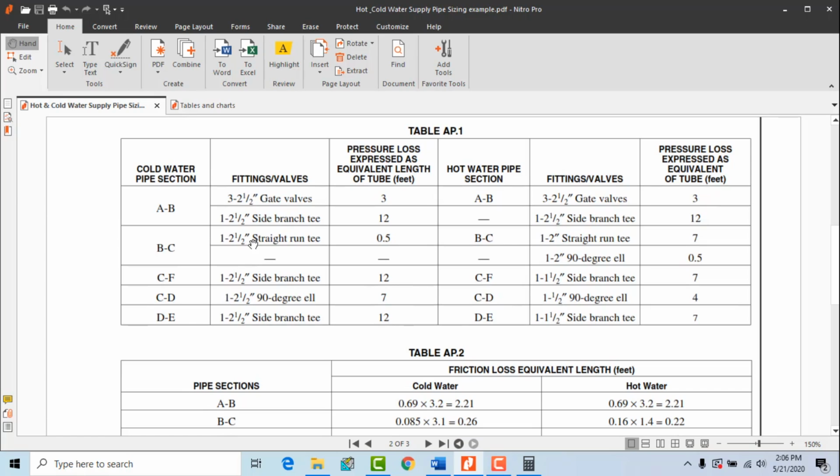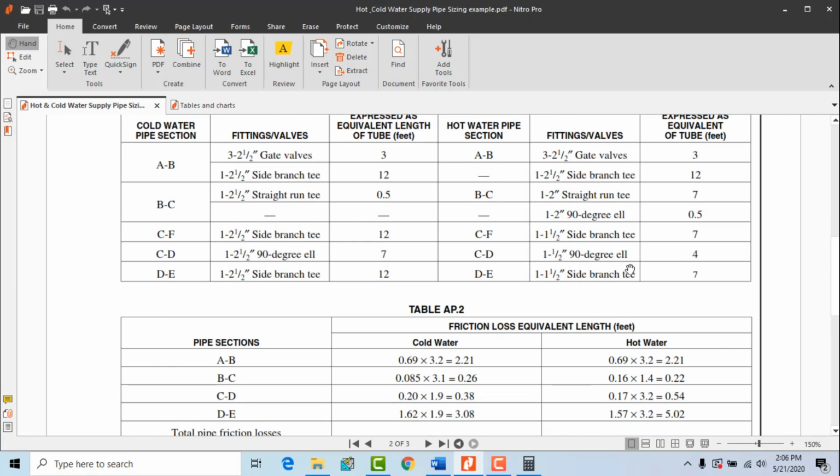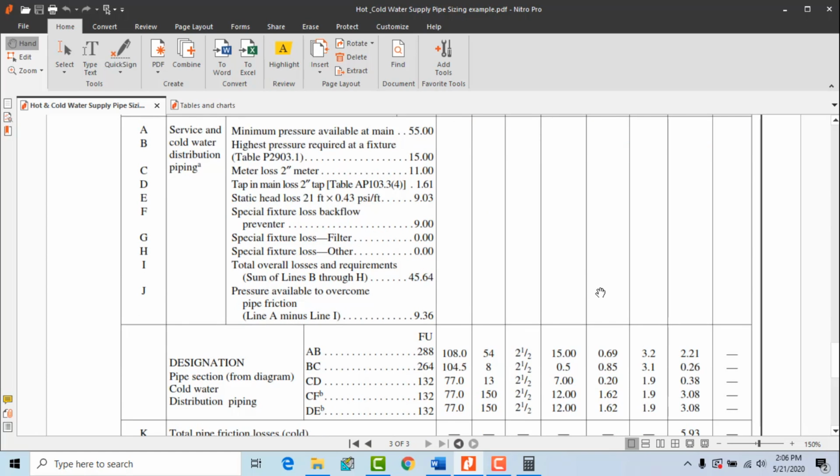In the same way that I have calculated the friction loss for the fittings and the valves for the cold water, you can do it for the hot water pipe sizing and write it over here. I don't want to make the video much longer, that's why I will skip this part. If you have any query, you can ask me in the comment section below. So let's move back over here.